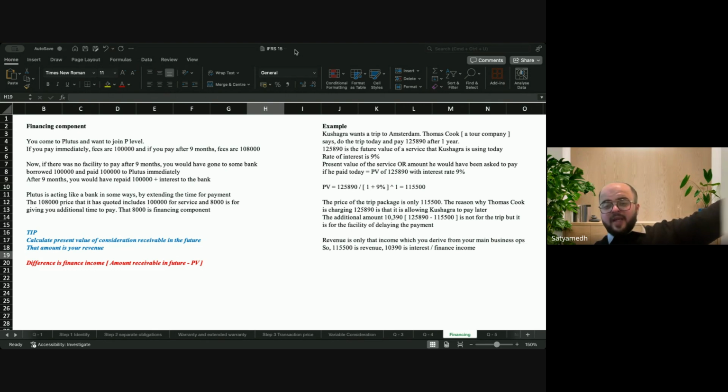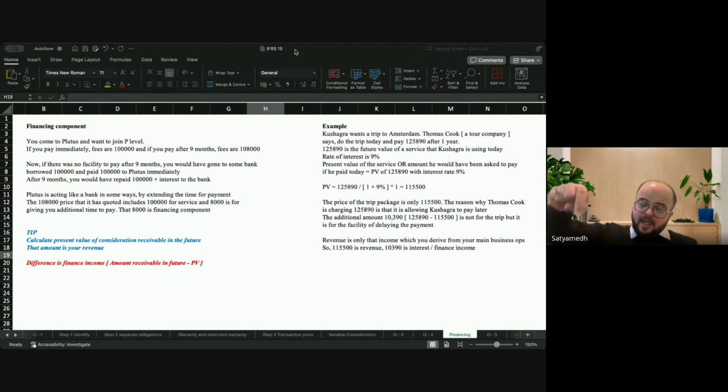So if 125,890 is the future value and the rate of interest is 9%, your question should be: if I pay after one year, it is 125,890, but what if I pay the amount today? How much will I have to pay? In such a situation, you will have to calculate the present value of 125,890 on today's date. Say that present value comes to 1,15,500. Now the price of the trip is only 1,15,500.